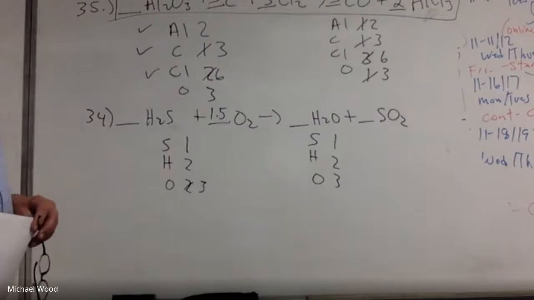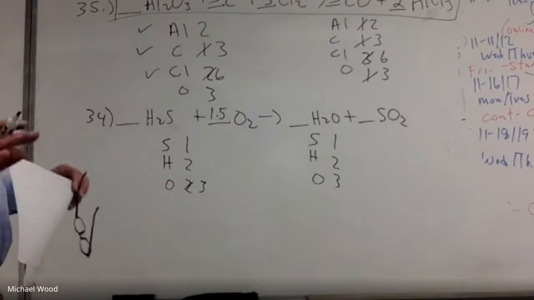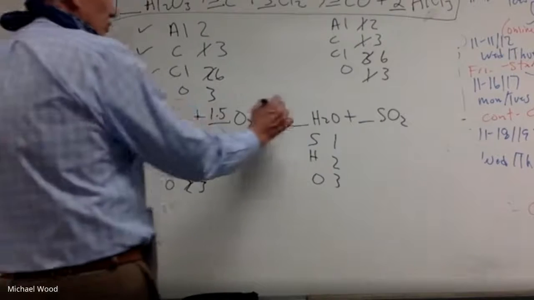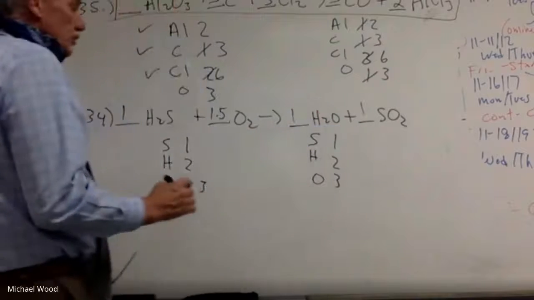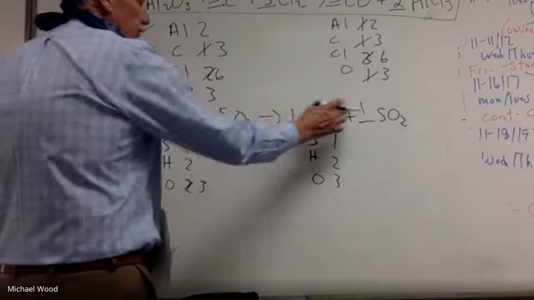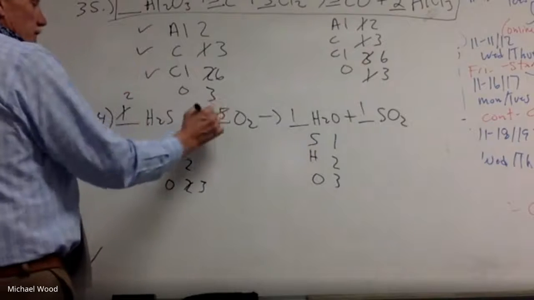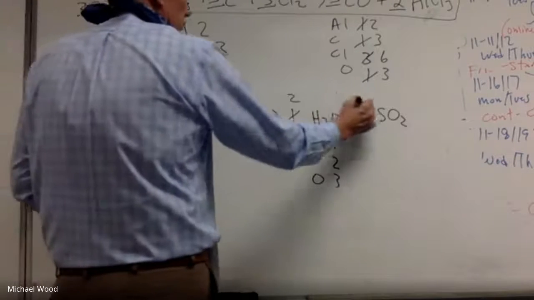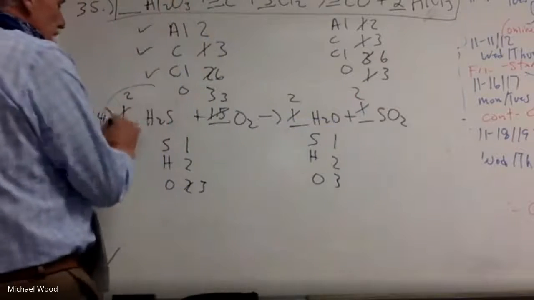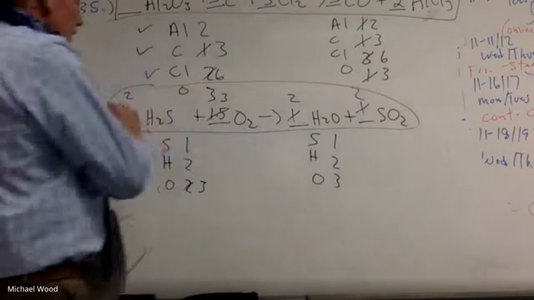And it's all balanced. But when you use a half number, don't leave the half number. What you want to do, and every chemist will always do, is multiply all the coefficients by 2. So you get 2, 3, 2, 2. So there is the balanced equation on number 34.